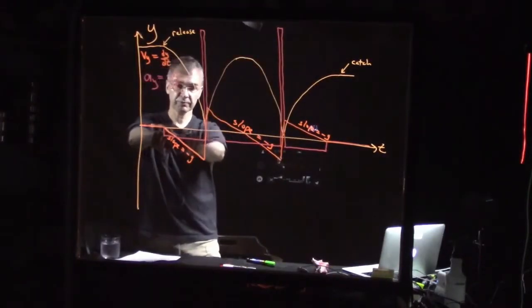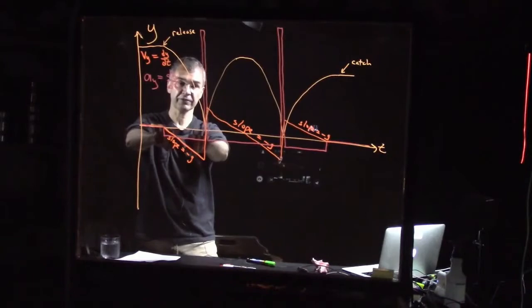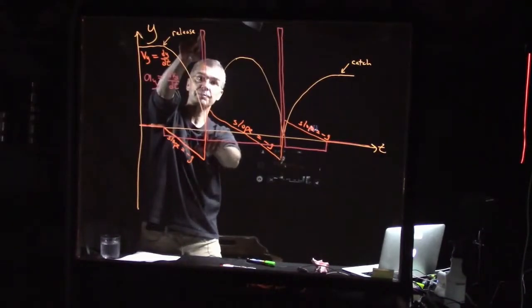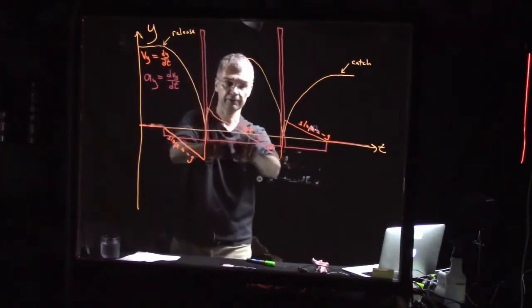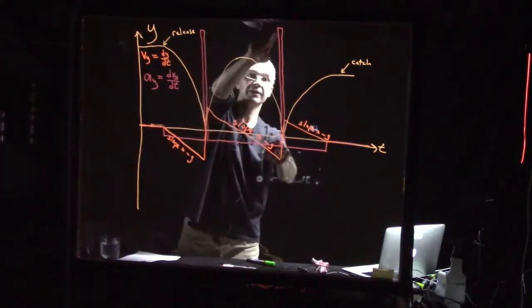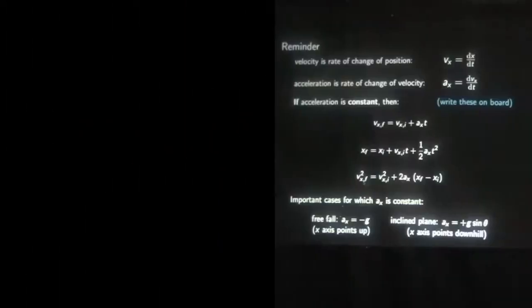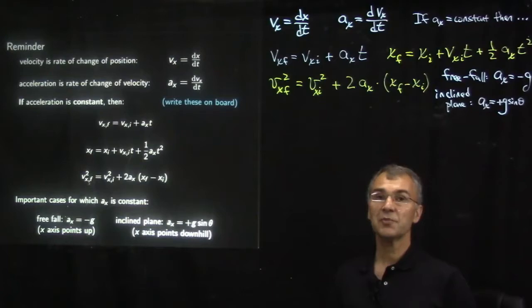So here the slope is minus g, so the acceleration is minus g. Here the acceleration is a positive number, much bigger than g in magnitude. Here it's, again, negative g. And here it's, again, this much bigger than g positive number. And here it's minus g. Okay, let's sum up the results to date.